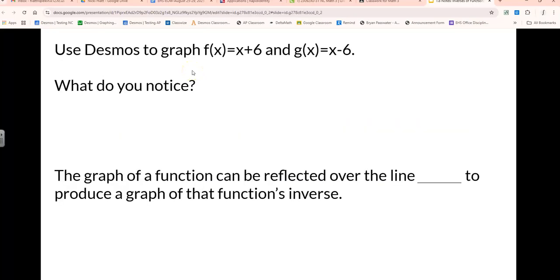Inverses are something you learn about really early. They may not be called inverses, but a really good example of very simple inverses are these two functions that I have given you right here: f of x equals x plus 6 and g of x equals x minus 6.